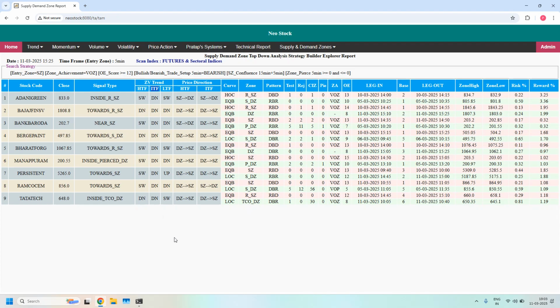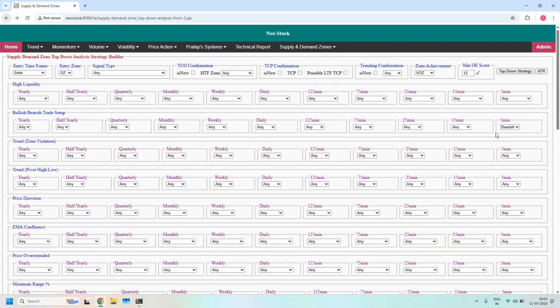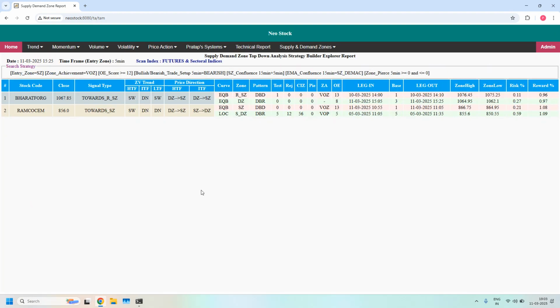If any of the 15 minute supply zones are having daily EMA, probably they could be having even more high probability to get success. Let's verify. So in the EMA confluence at 15 minutes time frame, I am setting the filter: 15 minute supply zone is having daily EMA confluence. With this filter, we got 2 stocks. Maybe these 2 might be having more or extra probability to get the success.